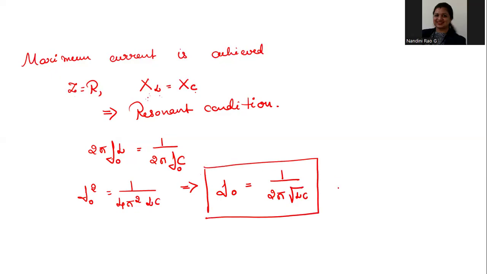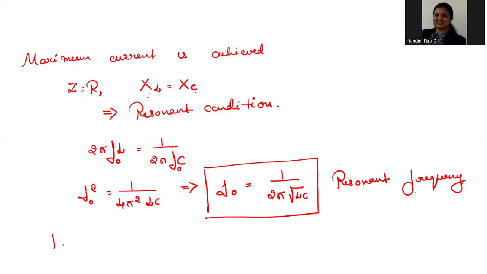So what is this frequency? What do you call it? Resonant frequency. Okay. So at resonant frequency, what do we know? Z is equal to R. XL is equal to XC.